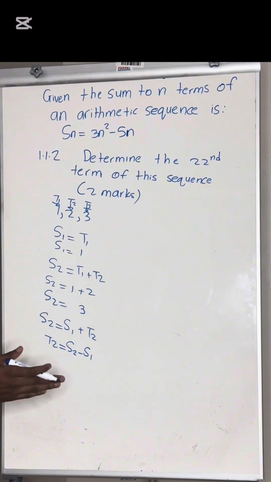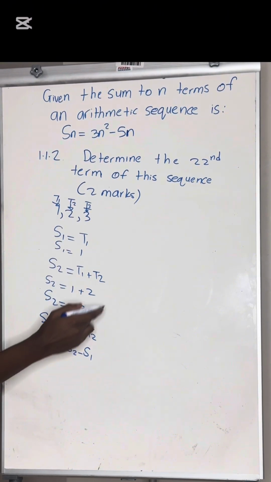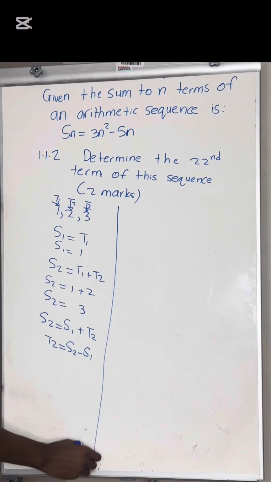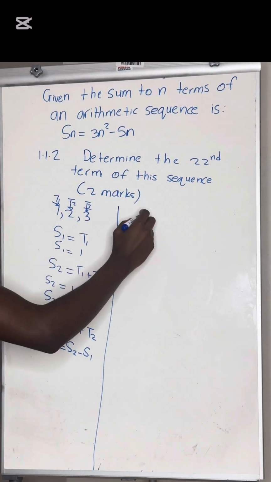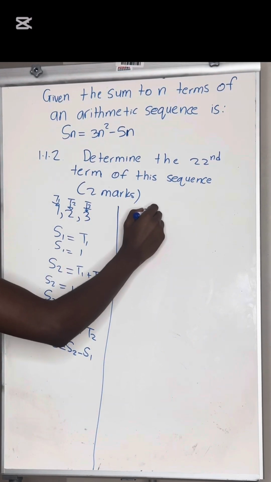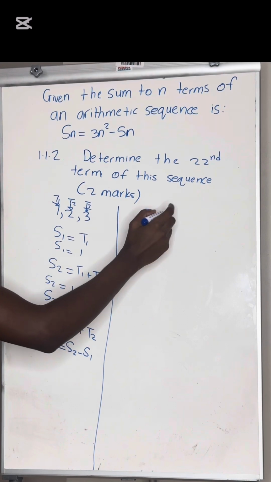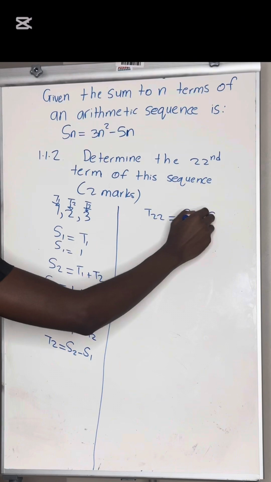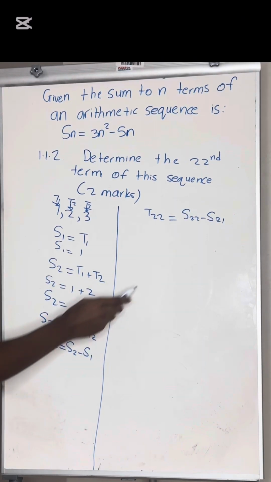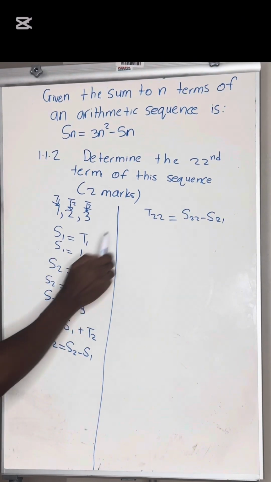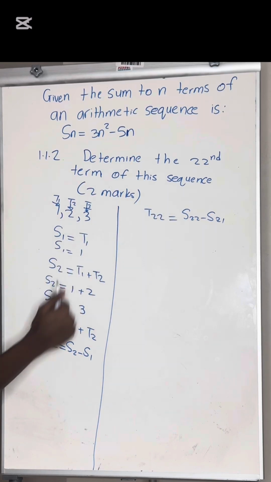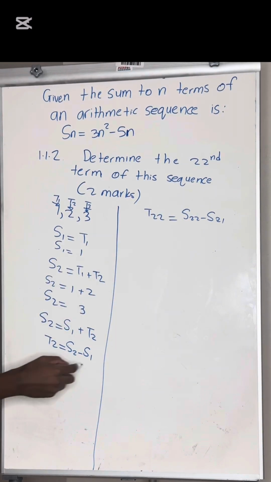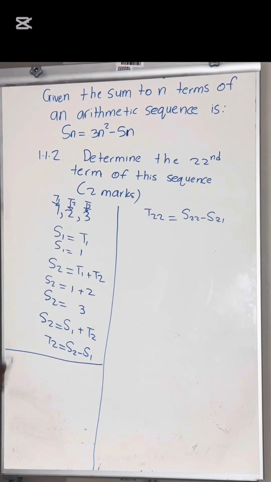I'm trying to make you understand. This is not part of the solution. This is me explaining to you how we get this answer, which says term 22, which is what I'm looking for, is equal to S22 minus S21. So this is the formula that we're going to be using, but I'm trying to explain how this formula comes about.